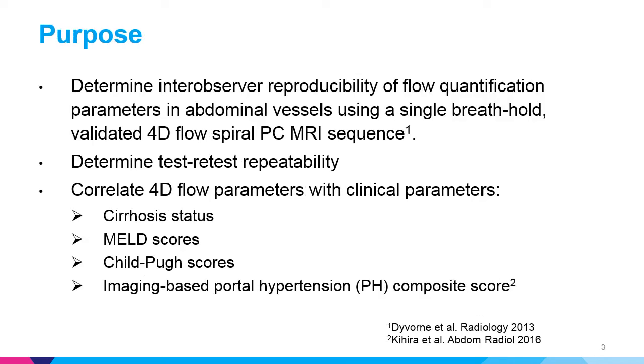The purpose of our study was to determine interobserver reproducibility for flow quantification parameters in abdominal vessels using a single breath hold validated spiral 4D-flow sequence. We also determined test-retest repeatability and correlated the flow parameters with cirrhosis status, MELD scores, Child-Pugh scores, and an imaging-based portal hypertension composite score.